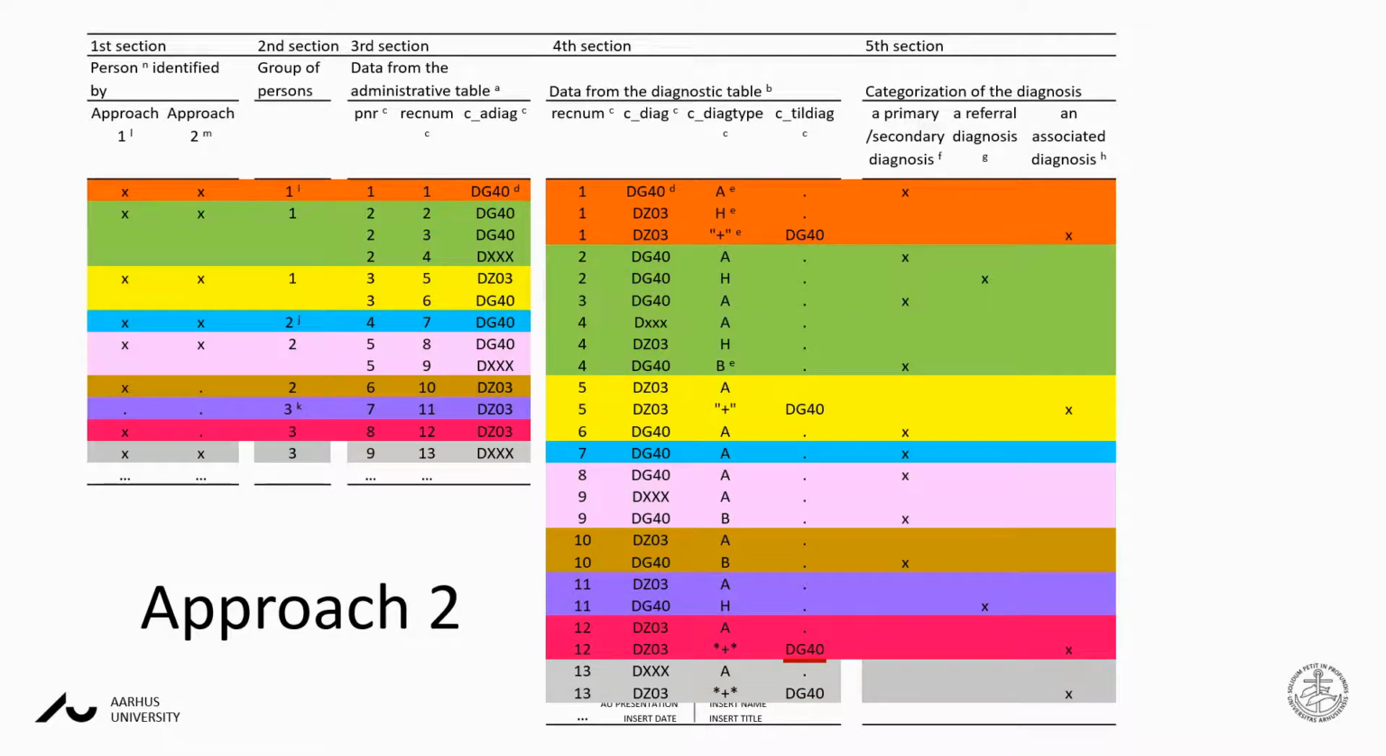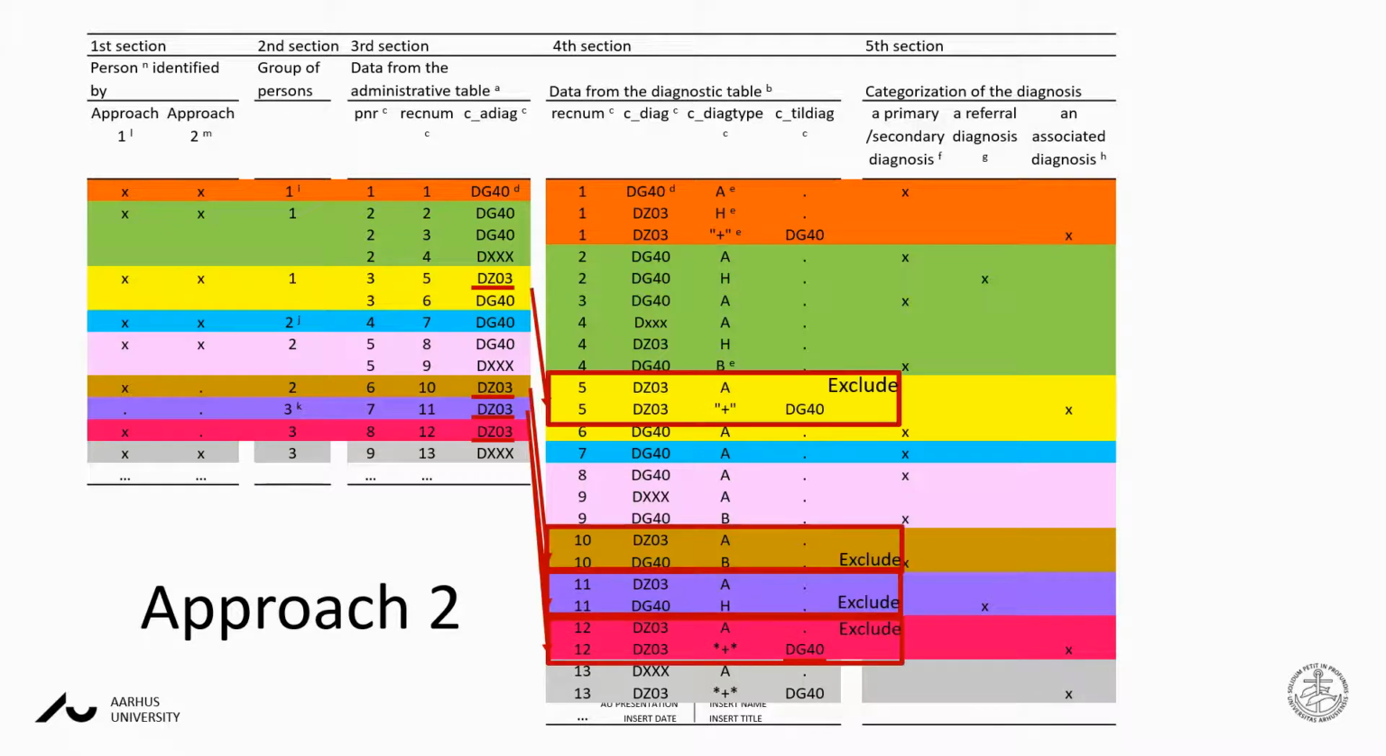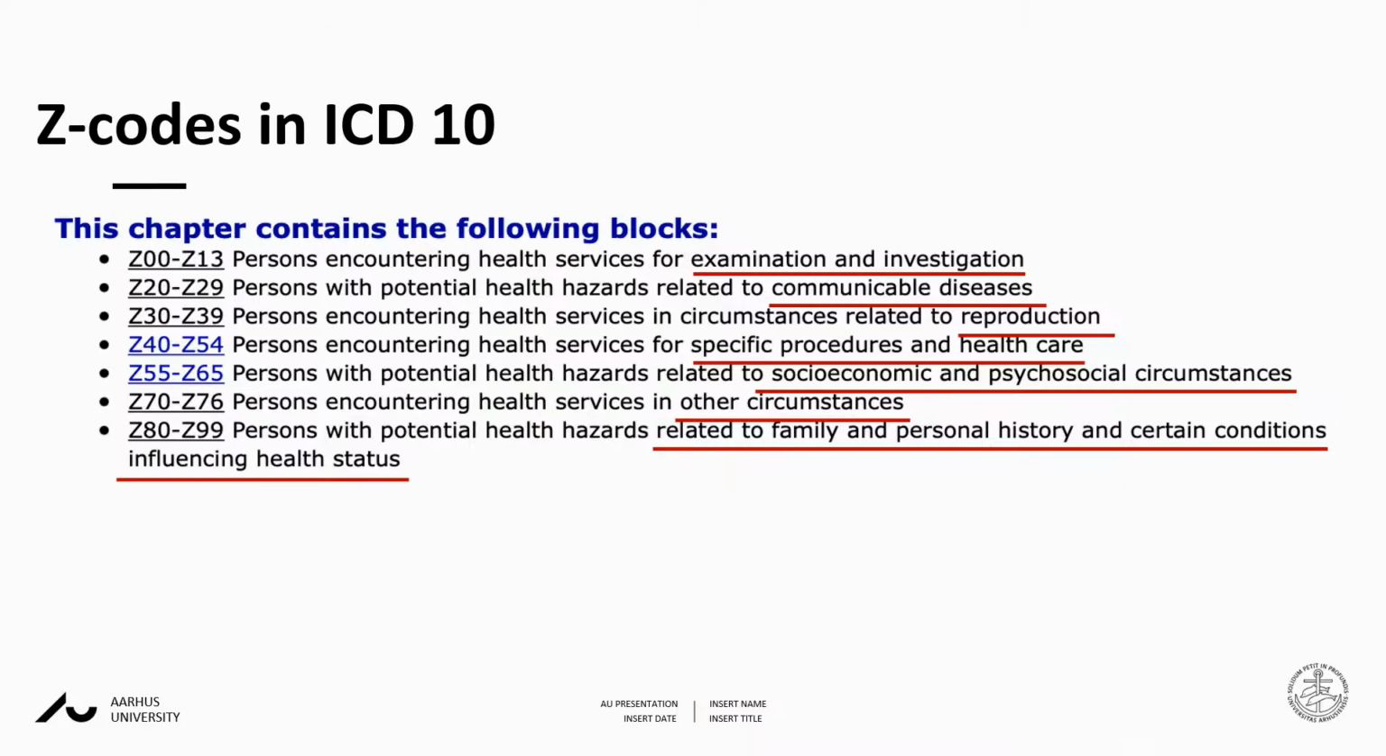Approach 2 excluded diagnoses of hospital contacts that were coded with a Z code of ICD-10 as the primary diagnosis of the hospital contact. All related diagnoses in the diagnostic table were excluded accordingly. Approach 2 excluded referral diagnosis as well as approach 1. What are Z codes? The Z codes are used for health service on examination and investigation or reproduction, etc.